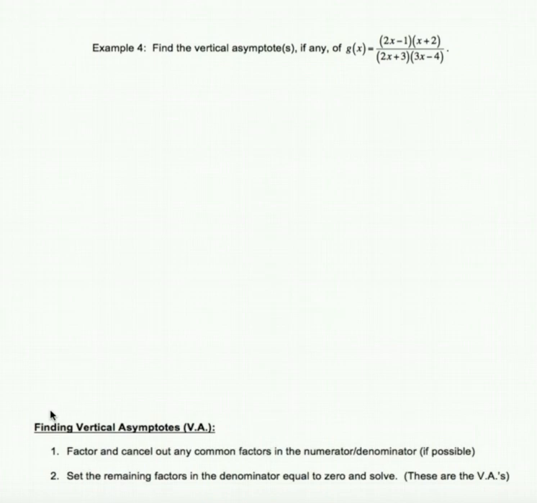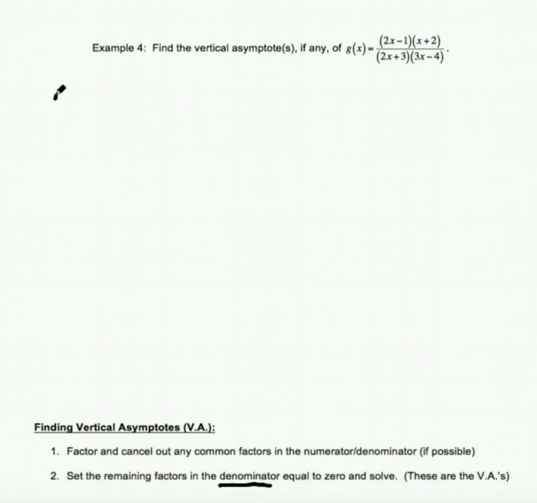So now, step 1 says factor and cancel out any common factors in the numerator and denominator, if possible. We see that the numerator is factored and the denominator is factored. But there are no common factors that show up in both the numerator and the denominator. So once you have it factored and you've canceled out anything you can, then you move on to step 2. Step 2 says state the remaining factors in the denominator. Okay, we only need to worry about factors that are left in the denominator, set equal to 0, and solve.